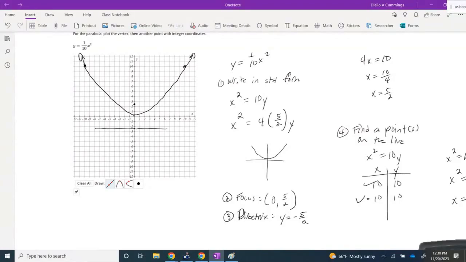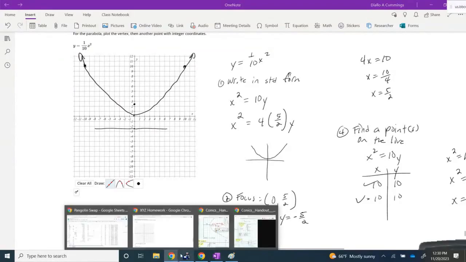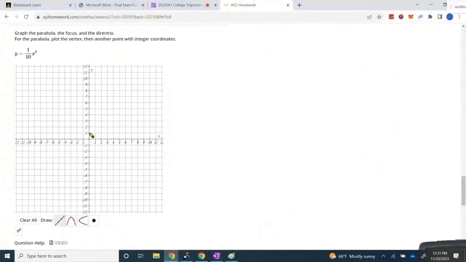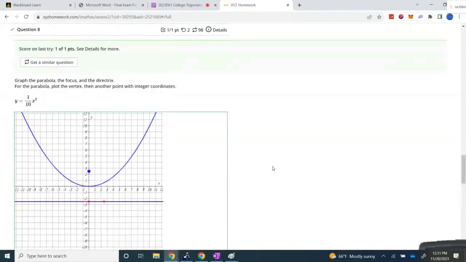All right, so let's graph that in XYZ homework. The focus is 2.5. That should be my directrix, y is equal to -5/2. It's centered at the origin, and I should have that point on my line.